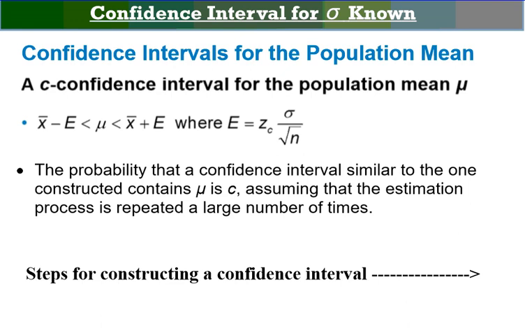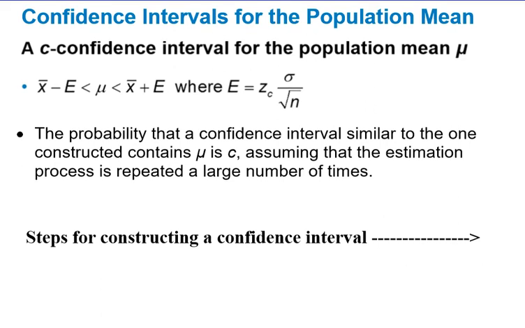Now that we know how to construct the margin of error, we can actually begin constructing our intervals. And we call these confidence intervals because they are intervals and they change based on our confidence. So a c-percent confidence interval, it could be 90%, 95%, or 99%, which are the typical ones, for the population mean is found by taking our sample mean and adding our margin of error to get the high end and subtracting it to get the low end. It is the probability that a confidence interval similar to the one constructed is going to contain the mean, assuming that the estimation process is repeated a large number of times.